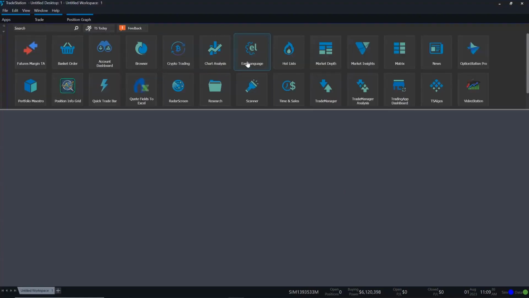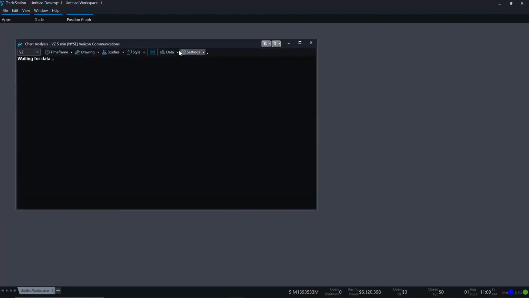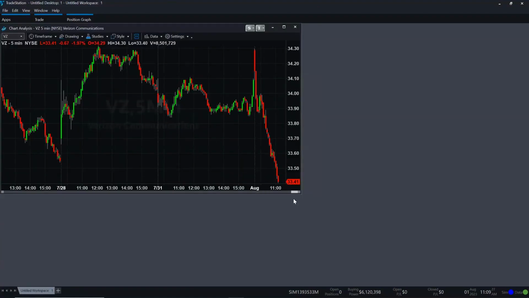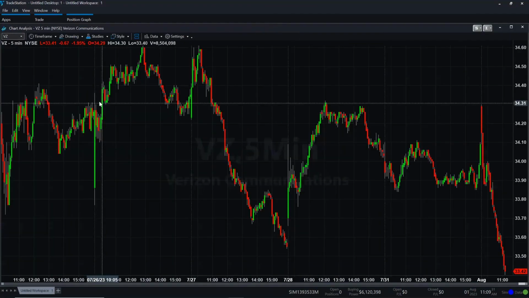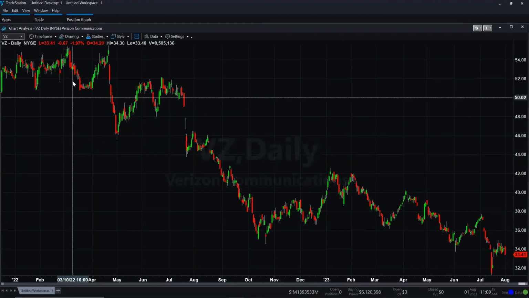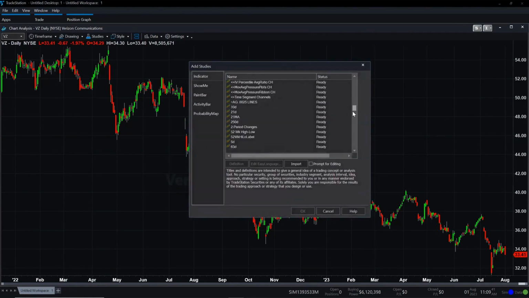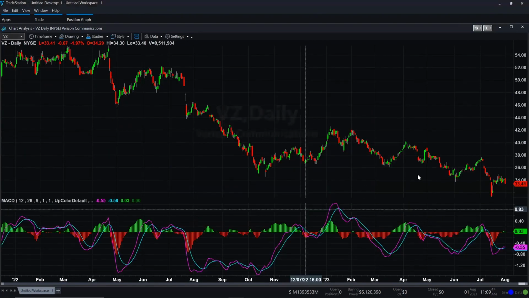Let's go here and create a chart analysis. Let me resize this, that fills the whole screen. This is the chart of Verizon. I'm going to change this to daily. So we use daily bars, studies, add studies, and I'm going to use the one that comes default on TradeStation, which is MACD. So let's go here. I'm going to highlight it, click OK, and there we go.